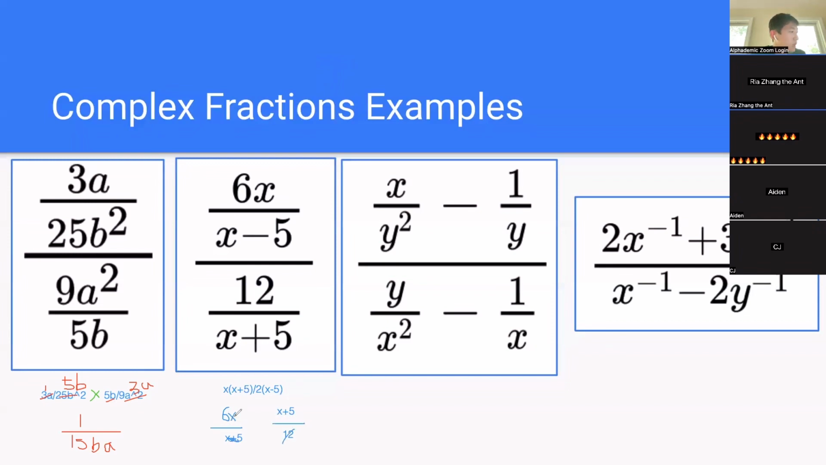Right? These cancel out. You get 2 on the bottom. You are left with x up here. x times x plus 5, and then x 2 times x minus 5.